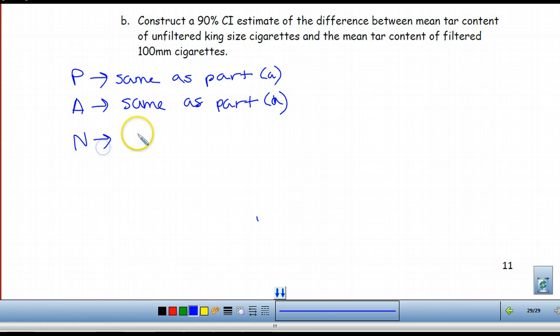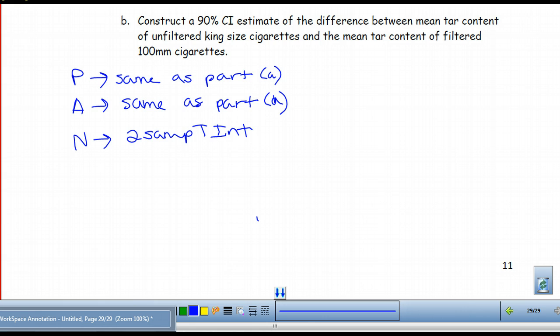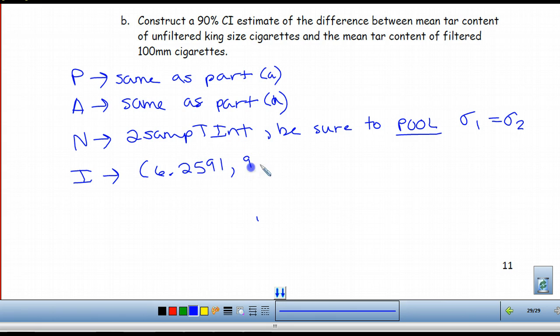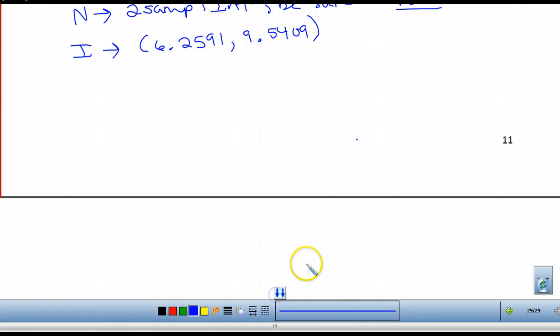For N, this is going to be a 2 population. So it's a 2-SampTInt, so 2-SampTInt. Go to your calculator. Your information should still be in there. Be sure to pool, because it did say that the standard deviations were equal. You should be getting an interval of 6.2591 to 9.5409.